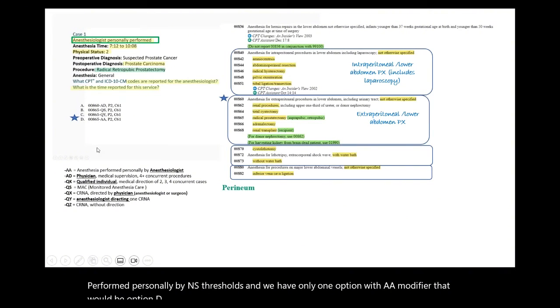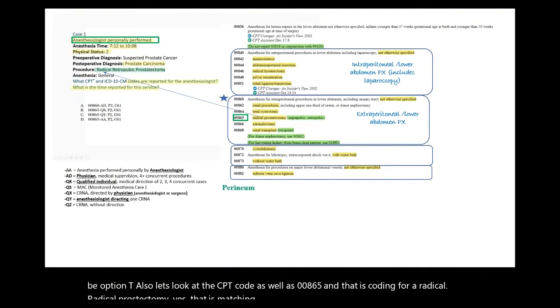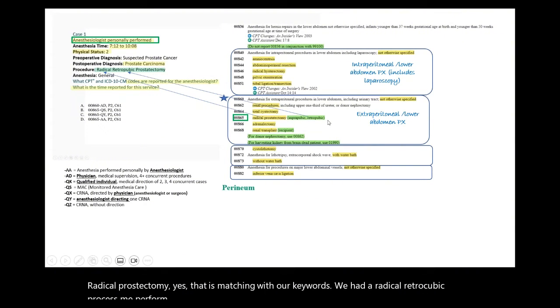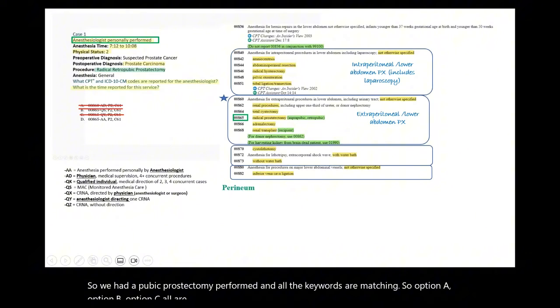Also, let's look at the CPT code as well, 00865, and that is coding for a radical prostatectomy. Yes, that is matching with our keyword. We had a radical retropubic prostatectomy performed. Yes, in the parenthesis, it's also stating suprapubic or retropubic procedure. So all the keywords are matching. So option A, option B, option C, all are incorrect. The correct answer is going to be option D, 00865 AA modifier P2 C61 as well.